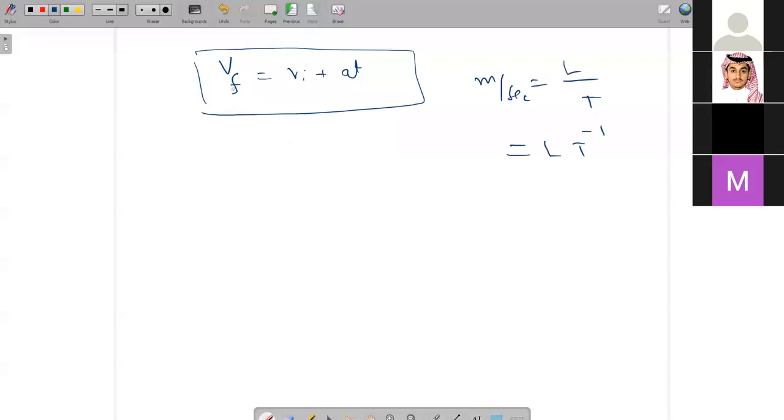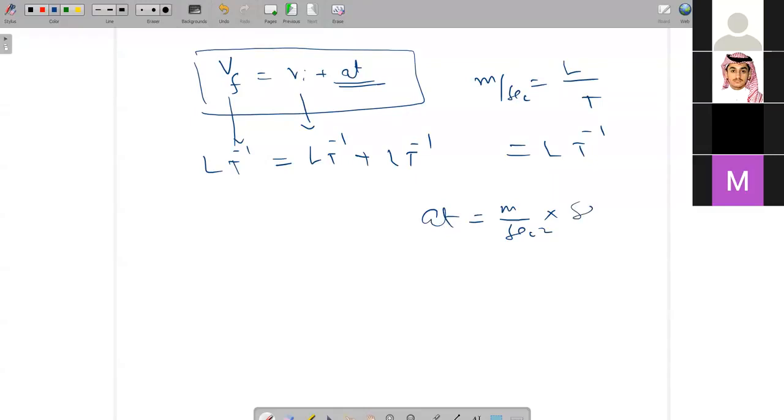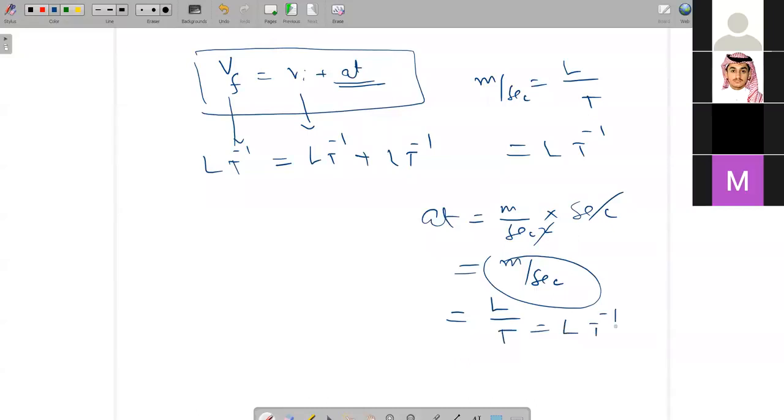So if this side is LT minus 1, then this must be LT minus 1, and this must be LT minus 1. Otherwise, the equation is wrong. AT means what? A is the acceleration, meter per second square, and time is second. So 1 second will cancel, and the answer will be meter per second, which means L over T, or LT minus 1.